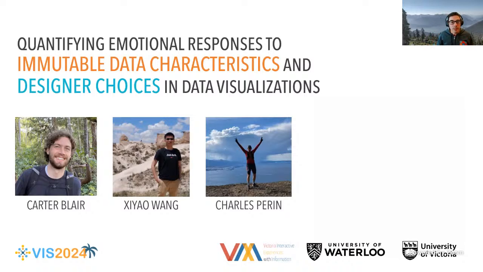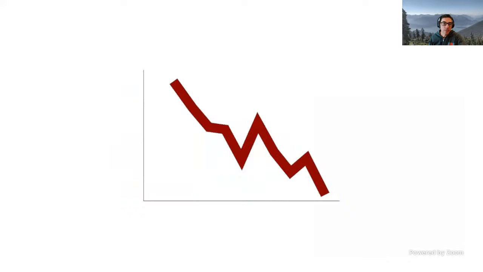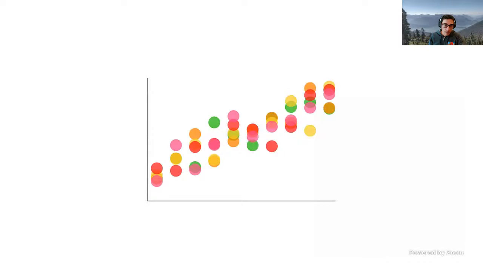All right, so this title is a bit of a mouthful: Quantifying Emotional Responses to Immutable Data Characteristics and Designer Choices in Data Visualizations. What does that really mean? I'll try to unpack that a bit. So here is a line chart, and I'd just like you to take a second to ask yourself, when you look at this visualization, what do you feel? And what about this one?